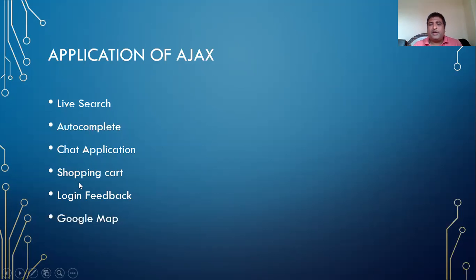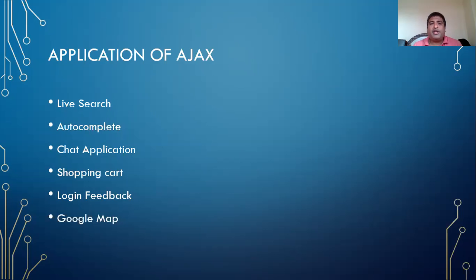Next one is the shopping cart. In a shopping cart, we visit shopping websites, and at that time we purchase multiple products, and those are inserted in a shopping cart. Whatever product we purchase is inserted in the shopping cart. So we can add multiple products in a shopping cart at the same time. So this is one of the applications of Ajax.